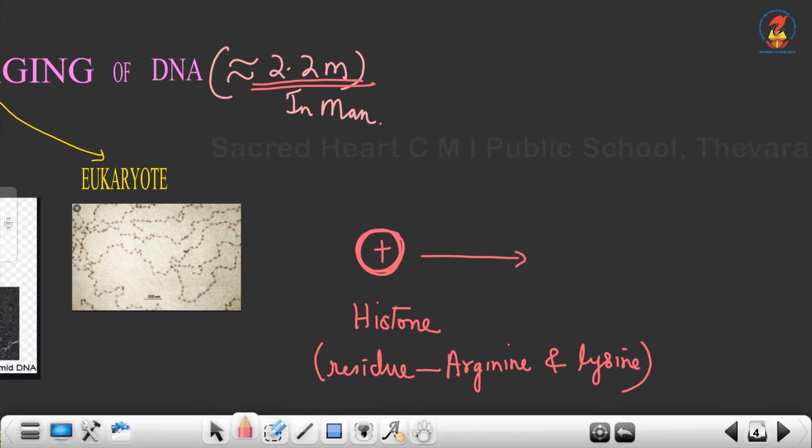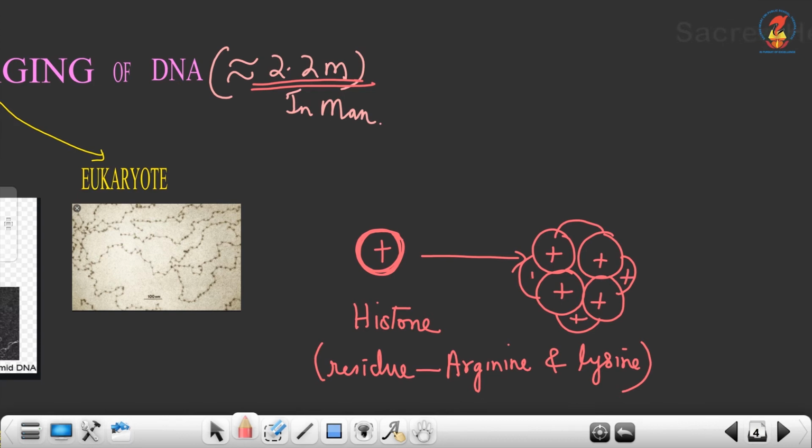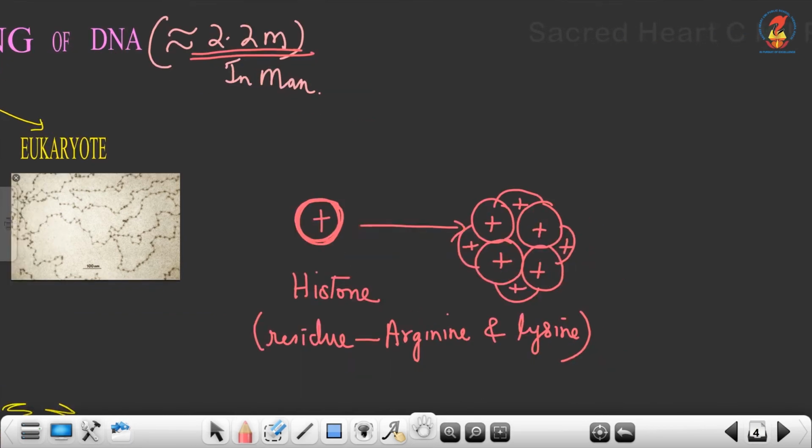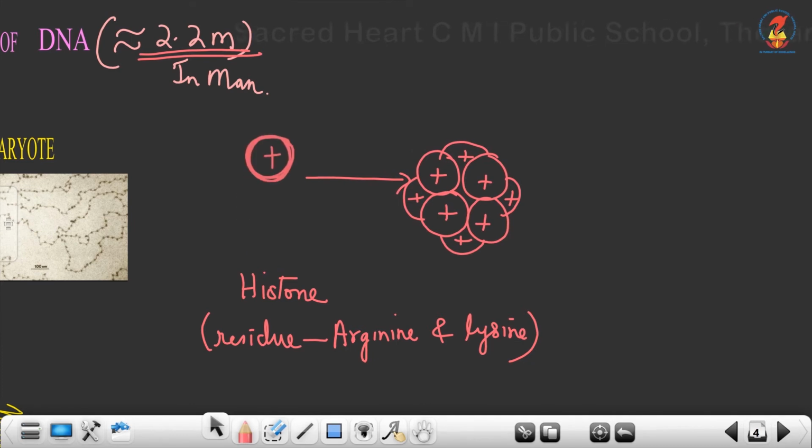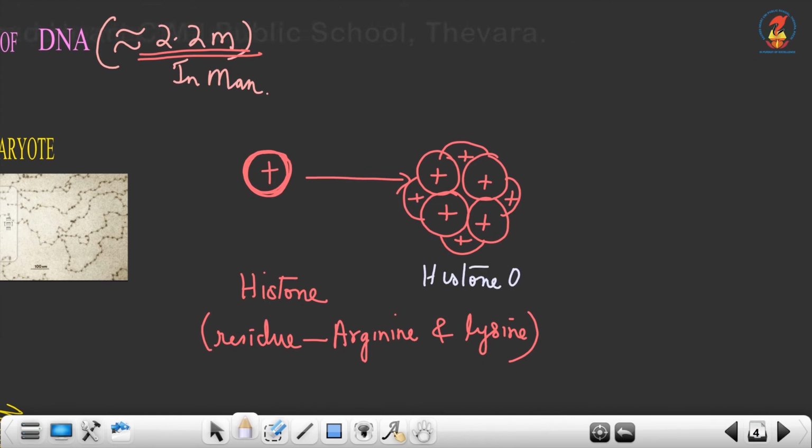Like that way, 8 such histones get organized together to form a histone octamer. So I am going to draw 8 such histones. 1, 2, 3, 4, 5, 6, 7, 8. A 3D structure, so I cannot show all 8 together. These histones, 8 of them are organized, and this structure is known as histone octamer. Now this histone octamer is positively charged because of arginine and lysine.